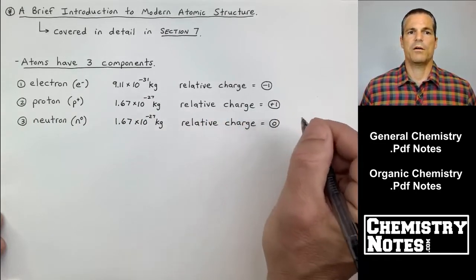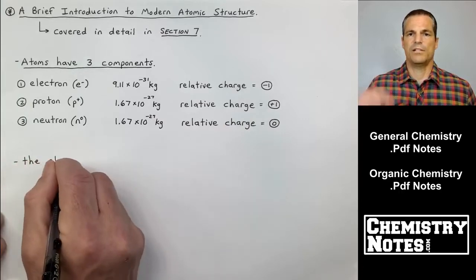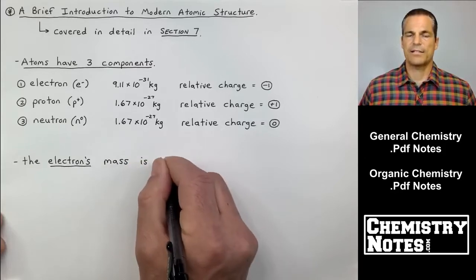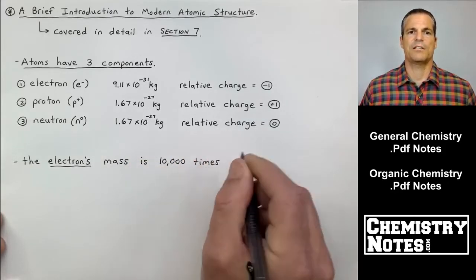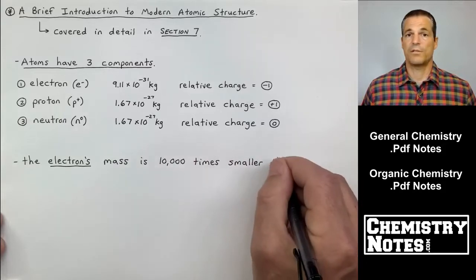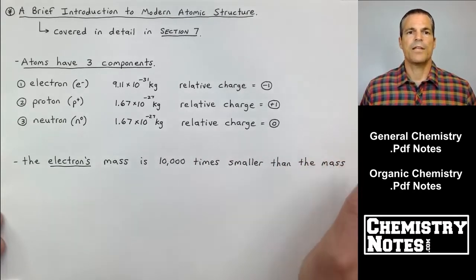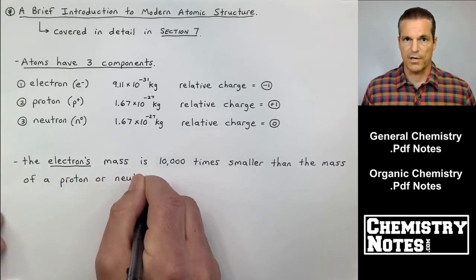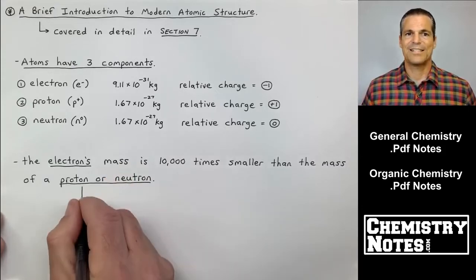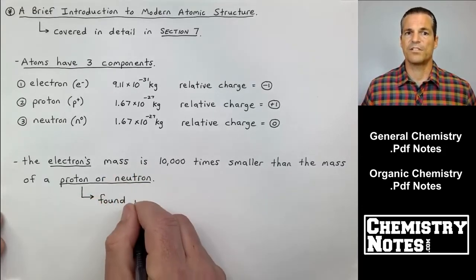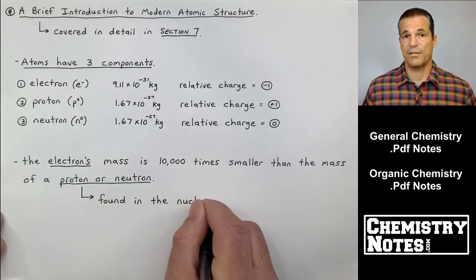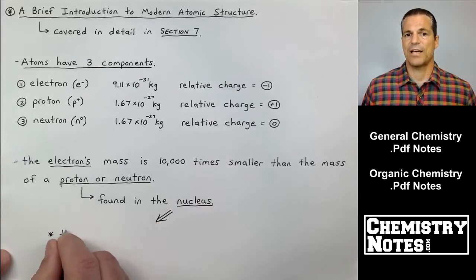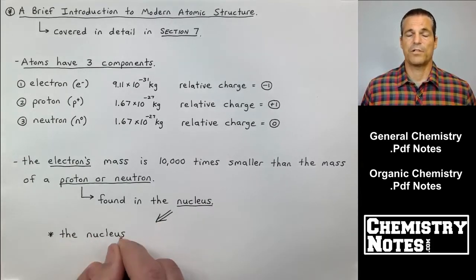And the third one there are neutrons. Neutrons have a little n and the superscript 0. Same exact mass as protons, 1.67 times 10 to the minus 27th kilograms, relative charge 0. Now, at first glance, all 3 of those masses just look really, really small. But what you have to pay attention to is 10 to the minus 31st versus 10 to the minus 27th is actually a big difference. It's 10,000, okay? The electron's mass is 10,000 times smaller than the mass of a proton or neutron.